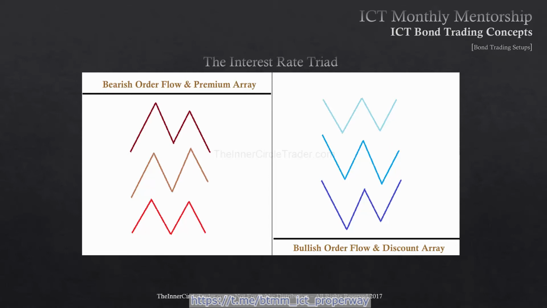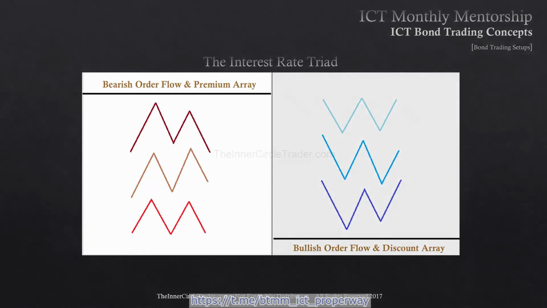We're not just looking at the 30-year alone. We're going to be looking at the 5-year, the 10-year, and the 30-year to create that scenario. So the premium or discount array could manifest itself in, say, for instance, the 5-year T-note. But the pattern that we're looking for relative to all three, the triad, that's going to support the bullish or bearish nature or the smart money entry.